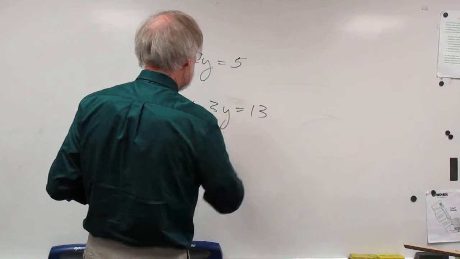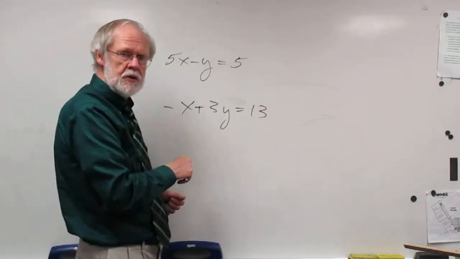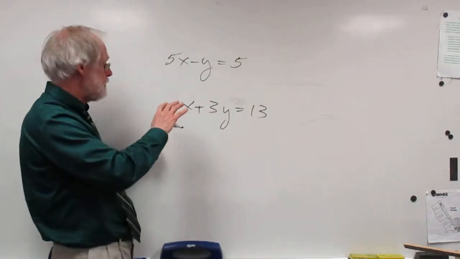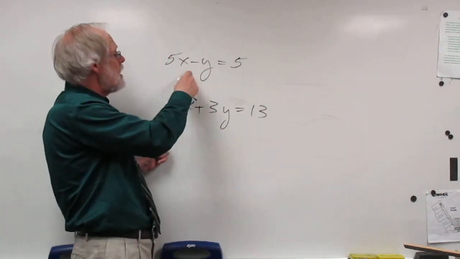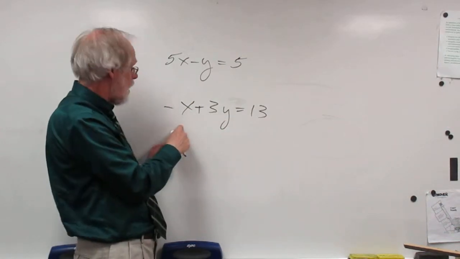3y equals 13. Neither one of these is set up in such a way that it's equal to one of the variables. So what I may have to do is a little rearranging. Now I have choices here. I can either get this one equal to x or y, or this one equal to x or y.